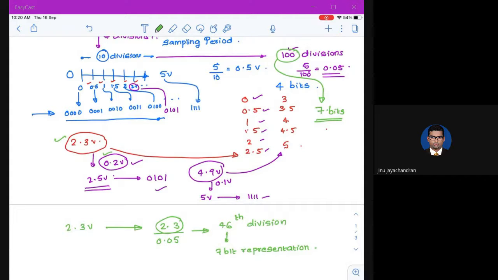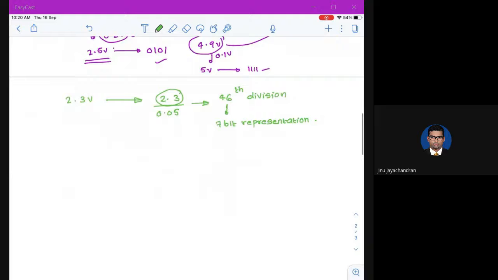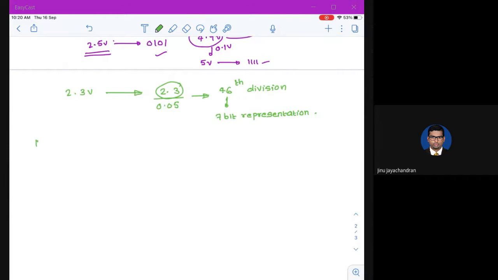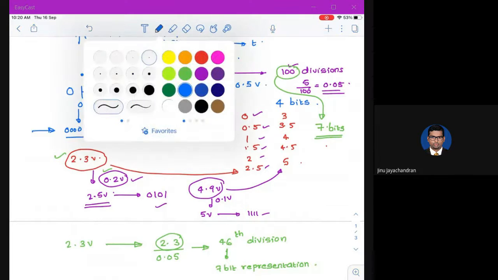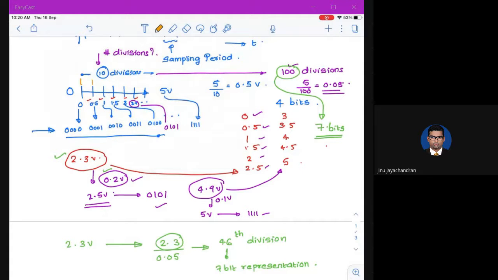So this is basically how the ADC works. So normally for an ADC, you will have something called a resolution. Resolution means what is the size of each division. So each division has a uniform size. What is the size of this division? That is called the resolution. So if you have 10 divisions, the resolution is 0.5 volt. If you have 100 divisions, the resolution is 0.05 volt.